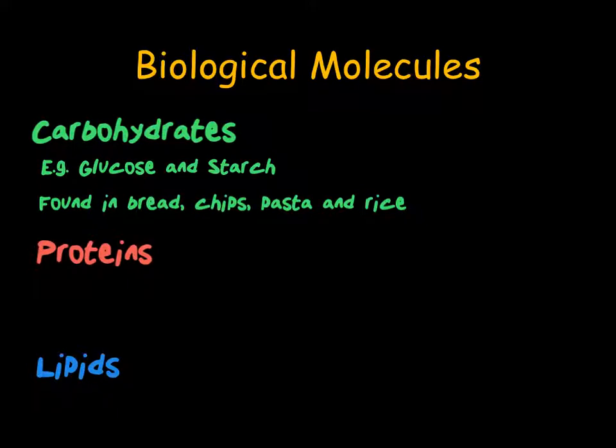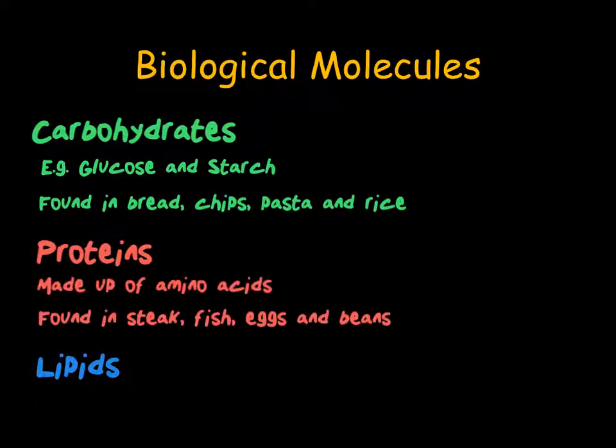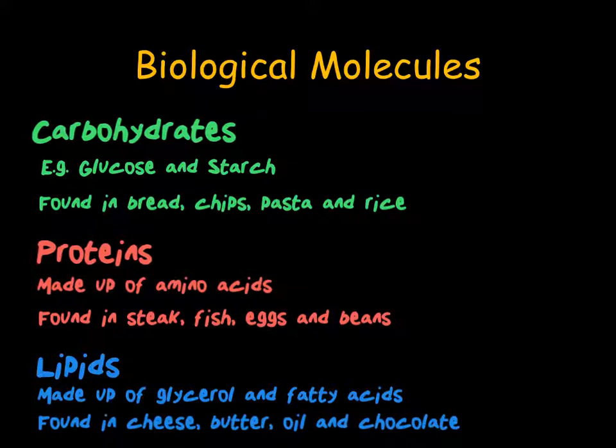Proteins, on the other hand, are made up of amino acids. They are found in all meat products, for example, steak or chicken. They are found in fish, in eggs, and in beans. Finally, we have lipids, or fats. These are made up of fatty acid and glycerol. We find lipids in things like butter or cheese or even in chocolate.